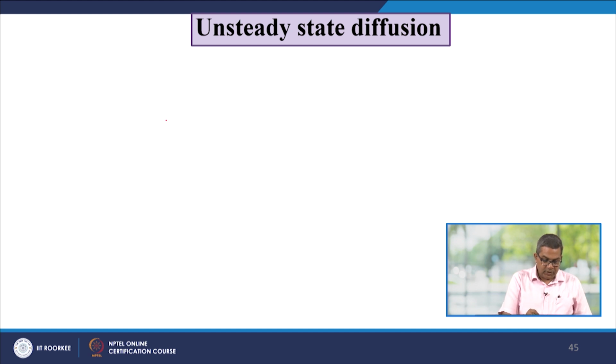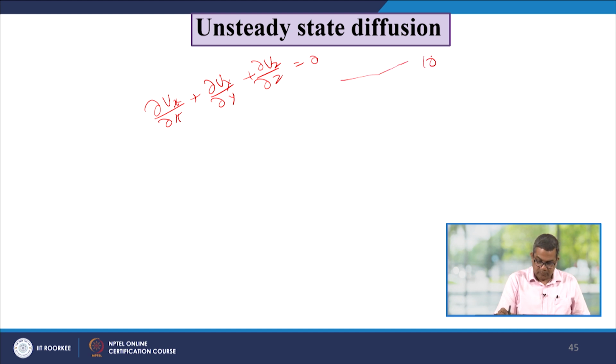Now, if solution density is constant, then from equation 9 we have del Vx over del x plus del Vy over del y plus del Vz over del z is equal to 0. This is equation number 10.